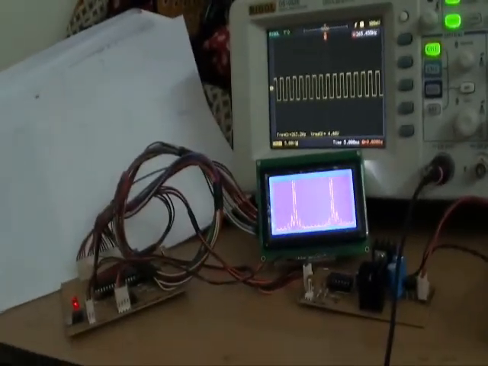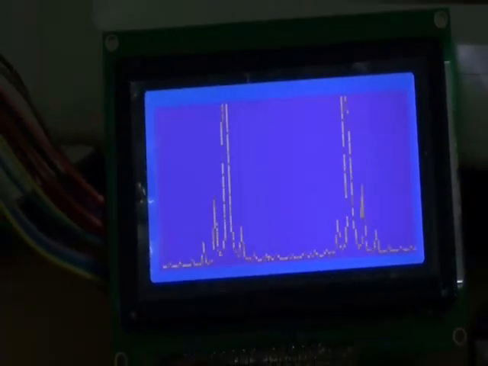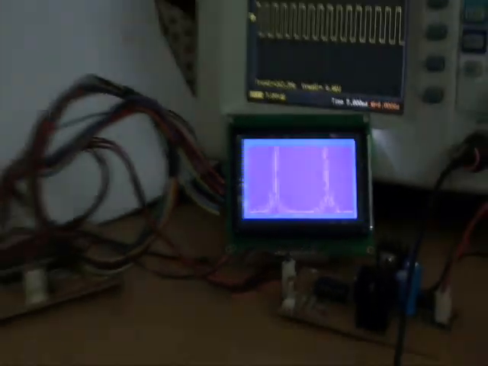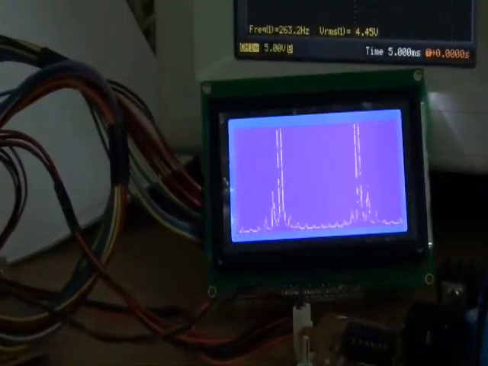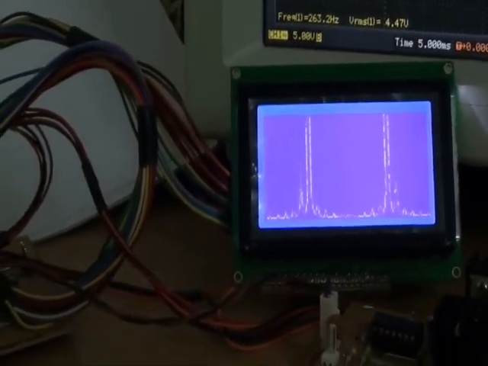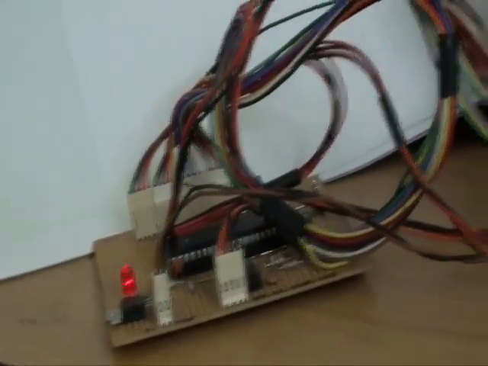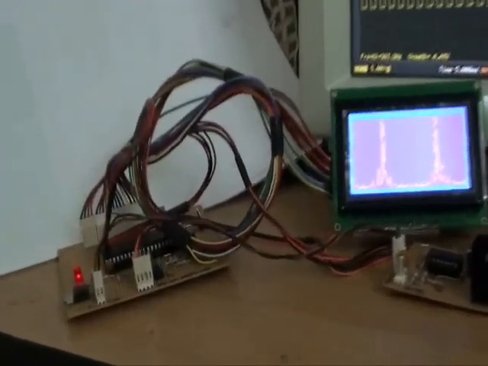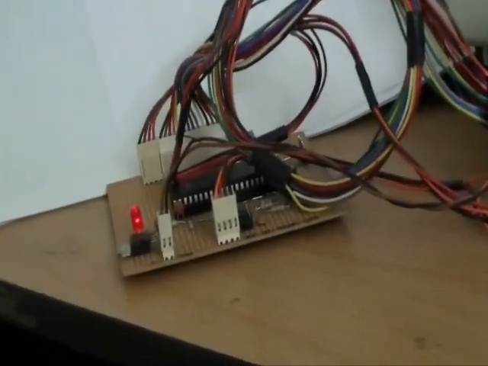So for 500 hertz, the software I've written is very good, and my final application will not show the graphical waveform; that's not the expected output. What I'll do is show numerical values of the fundamental and each of the harmonics, odd and even, and based on that I'll determine the kind of load that is connected. So that's what I have now.